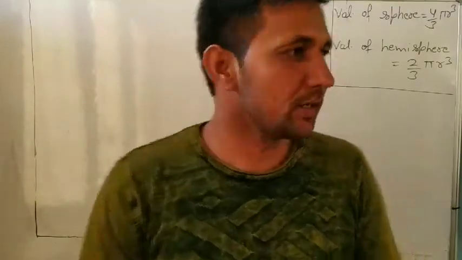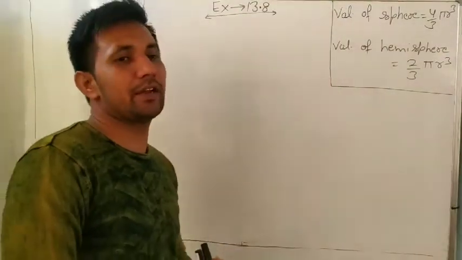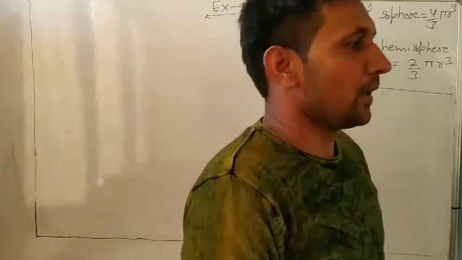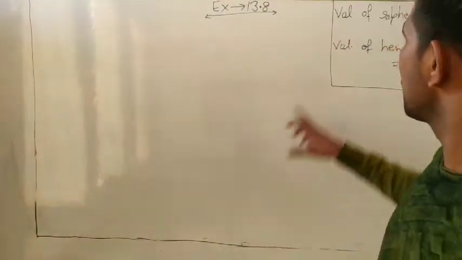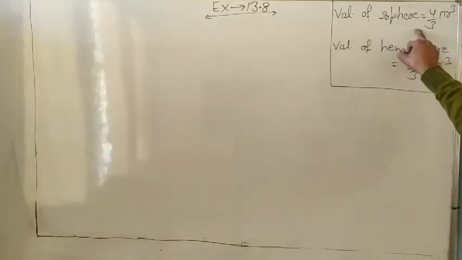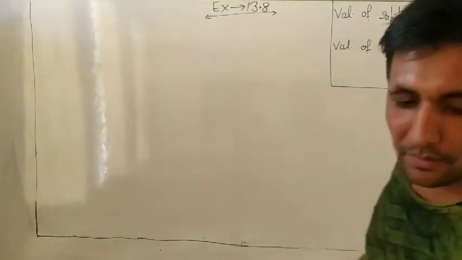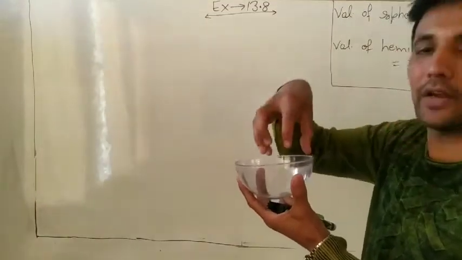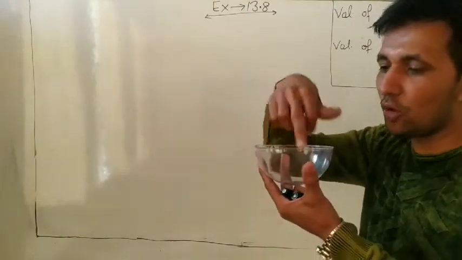Today we will start the last exercise of the 13th chapter, 13.8. In this exercise, we will use these two formulas: volume of sphere and volume of hemisphere. A hemisphere is like a ball. So what is volume? Volume means how much water it can hold. What is the capacity of this ball?